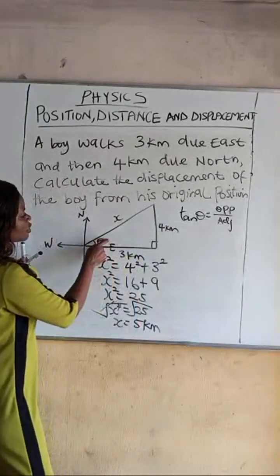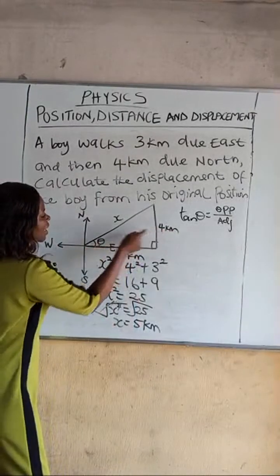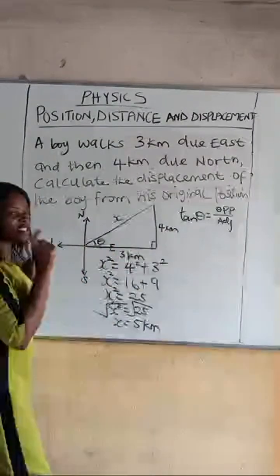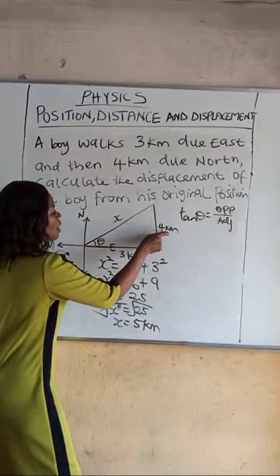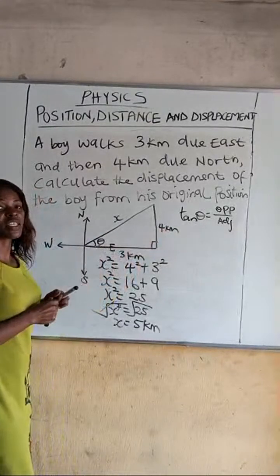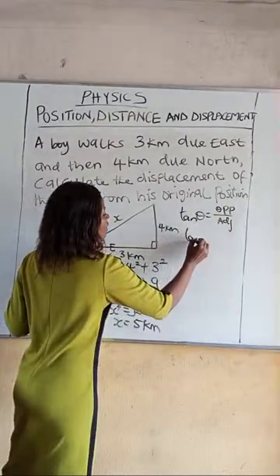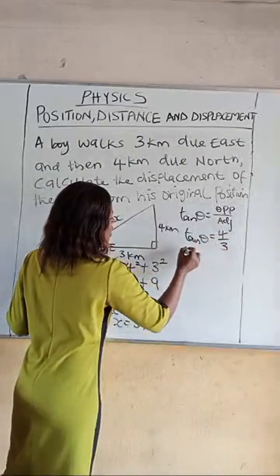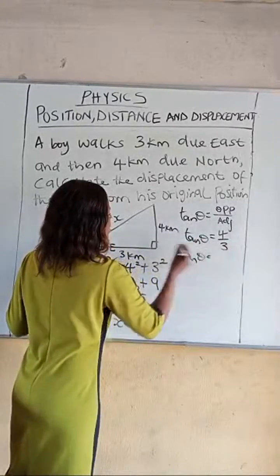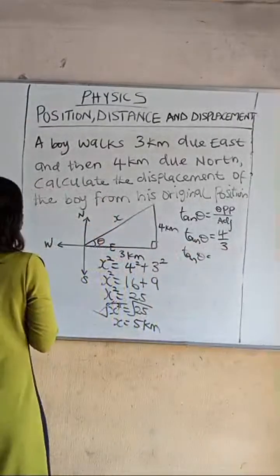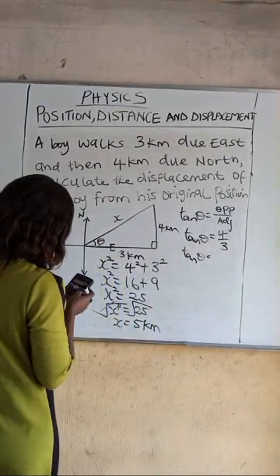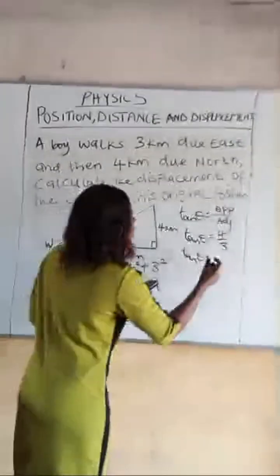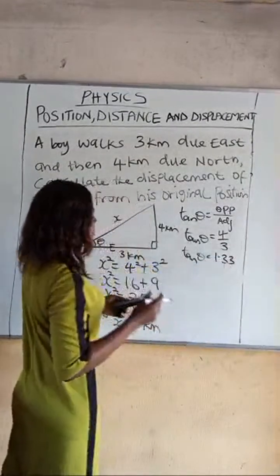Now look at this angle. This side that is facing this angle is said to be opposite to this angle, while this other side is what? Adjacent to the angle. So my opposite becomes 4, while my adjacent becomes what? 3. Okay? I have tan theta is equal to 4 over 3. Then I'm going to use my calculator to divide 4 divided by 3, I'm going to have 1.33, right?